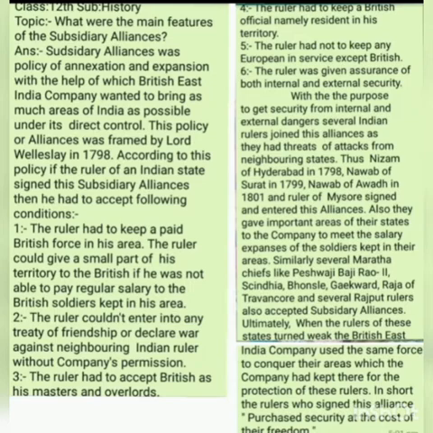And number seven, the ruler who entered the alliance was given the promise of protection from both internal and external danger.